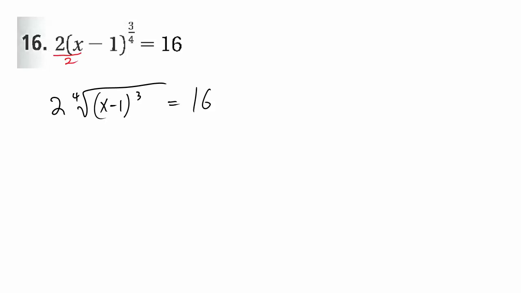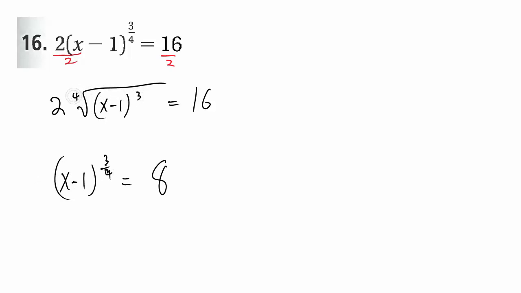So if you divide by 2 on both sides, you're going to get x minus 1 to the power of 3/4 is equal to, this is just 8. And you can individually get rid of these. If I want to get rid of a third power, you cube root both sides. That's how you can get rid of that third power right there. If you want to get rid of the fourth power, you raise to the fourth both sides.